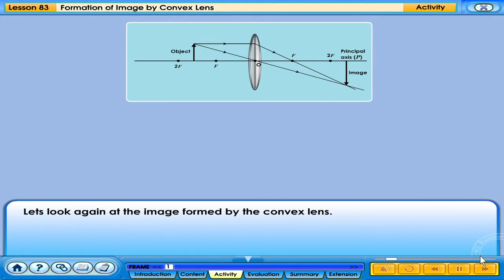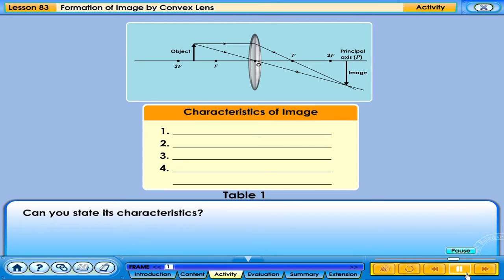Let's look again at the image formed by the convex lens. Can you state its characteristics? Key in your answer in the spaces provided in Table 1.